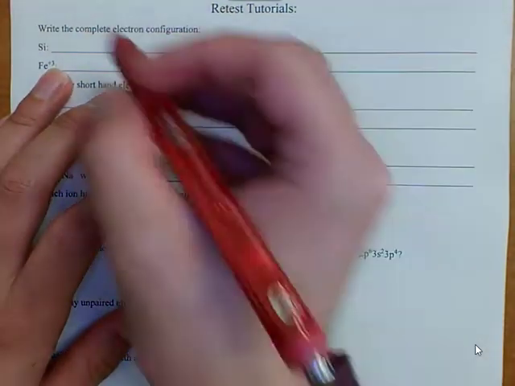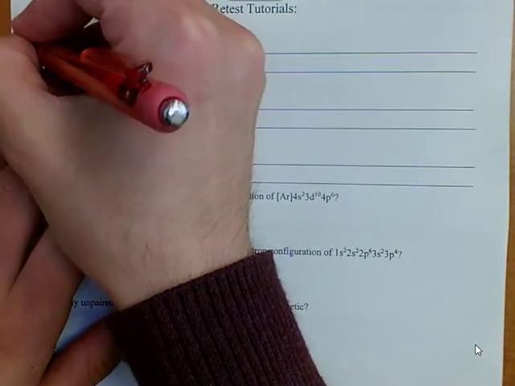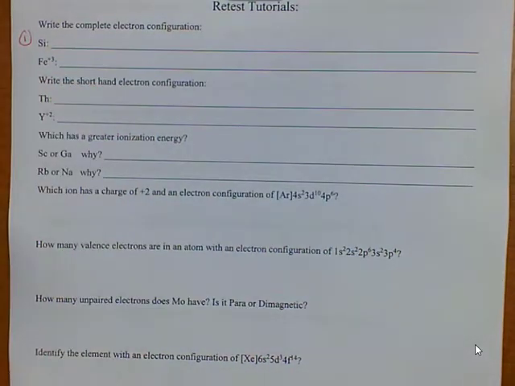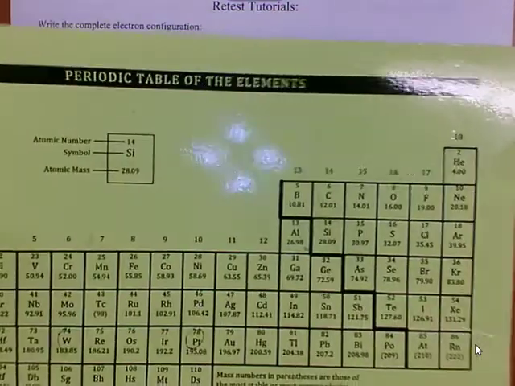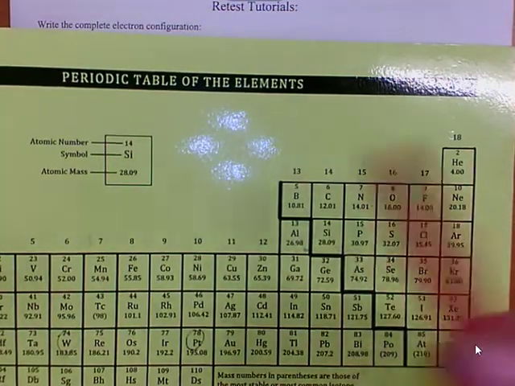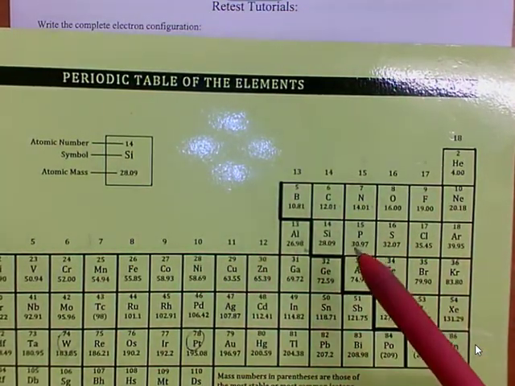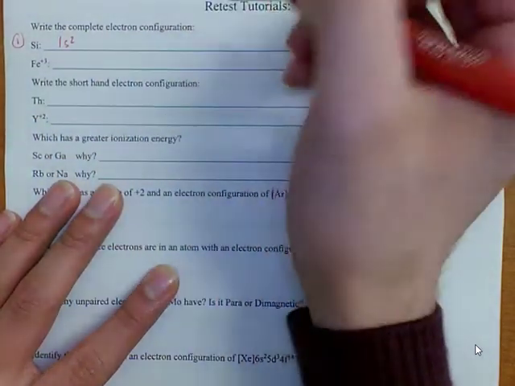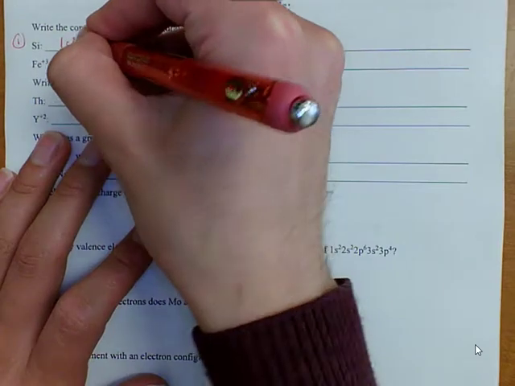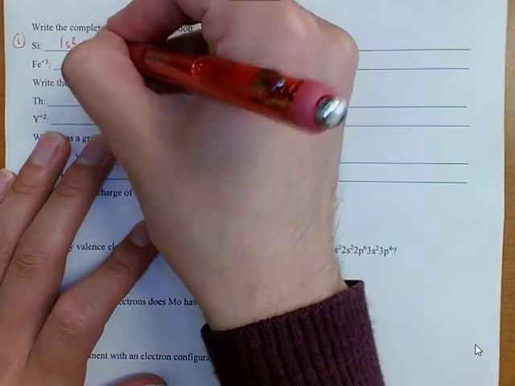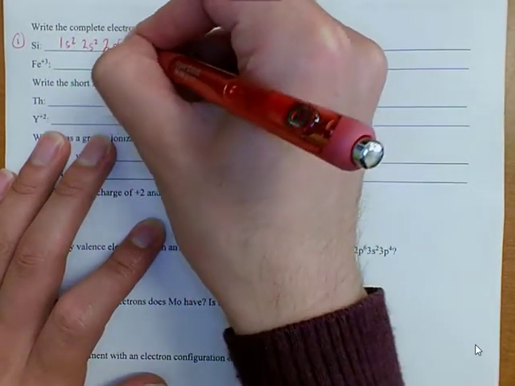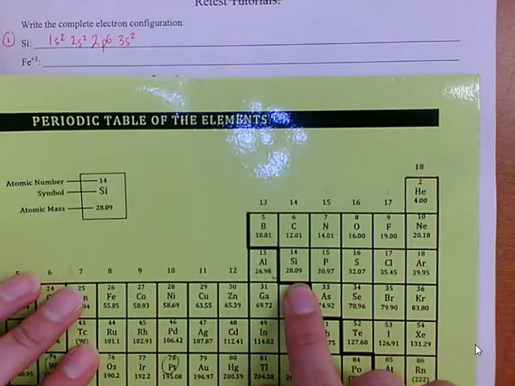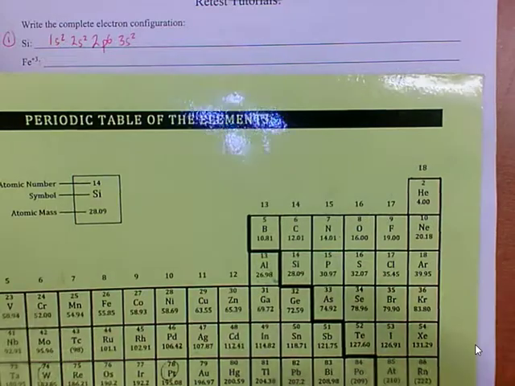Write the complete electron configuration. So this will be number 1, so both of them. All right, so we have Si. If we look on the periodic table, where's Si? It is right here, number 14. So we have to do the electron configuration until we get to Si. So we start with 1s2. After the 1s2 comes the 2s2, then the 2p6, then the 3s2, and then silicon, which is right here, 3p2.